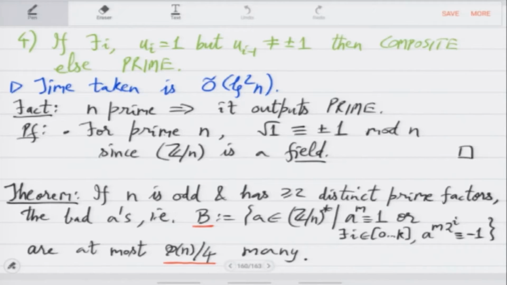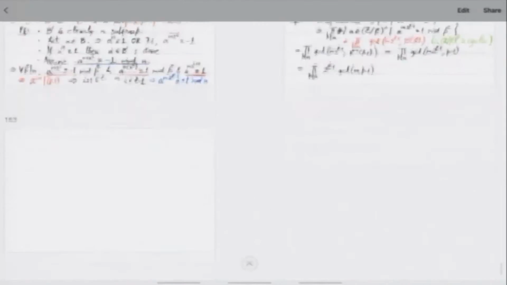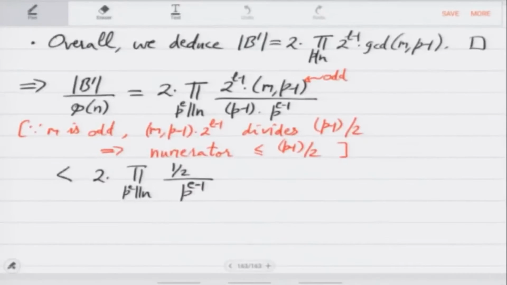Now we were in the middle of the proof of this theorem, which says that if n has 2 or more distinct prime factors, then the number of bad a's, which will force the algorithm to say prime when in fact n is composite, is only 1/4, phi(n) by 4. Okay, so let us continue with the proof.